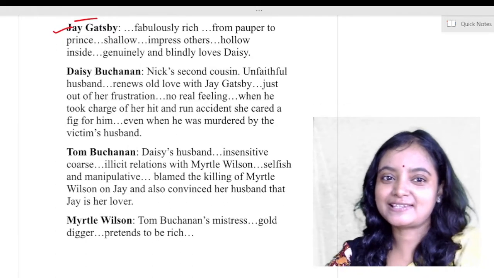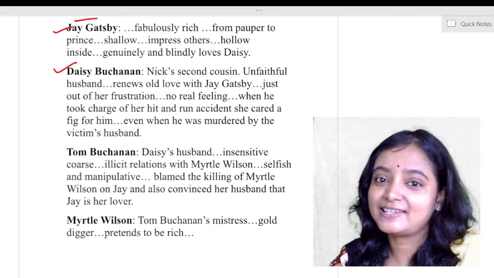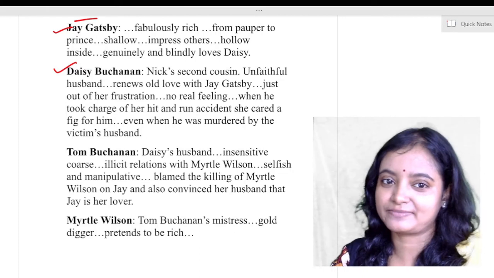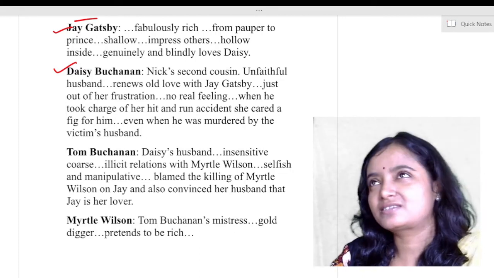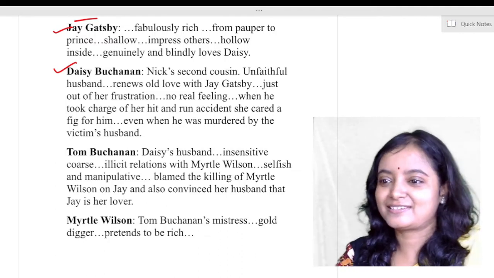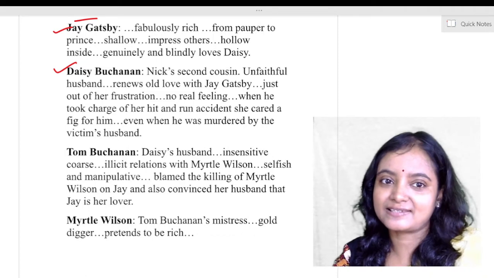Now, the next character, a very important character, Daisy Buchanan. Daisy Buchanan is Nick's second cousin. She is married to an unfaithful husband, and she's just frustrated with her life. So when Nick came into the scenario and rejuvenated J. Gatsby's love with Daisy, Daisy just accepted the offer.